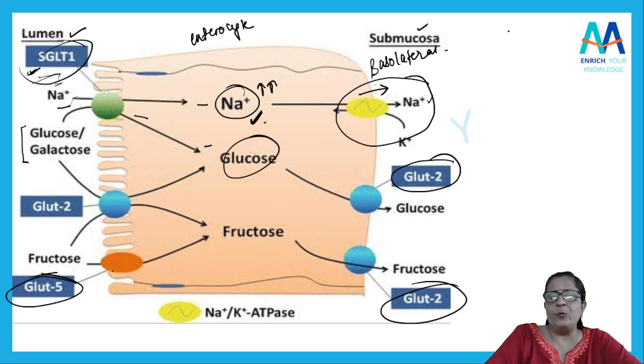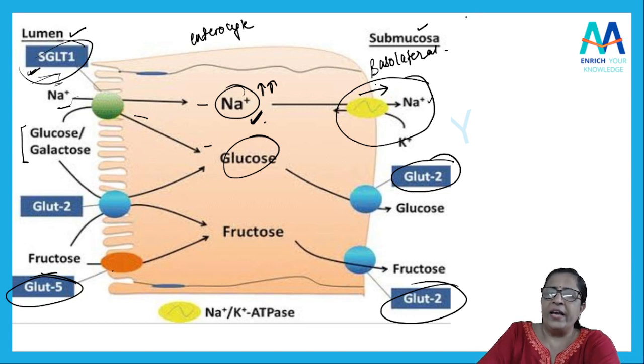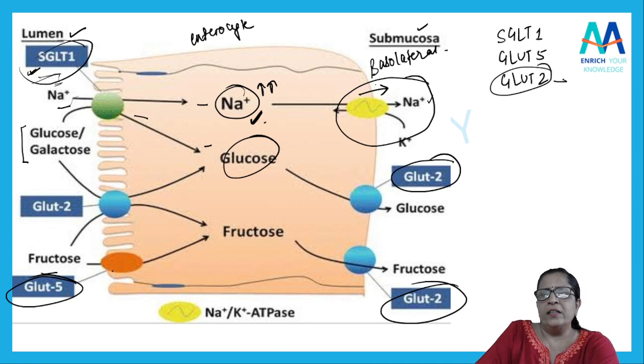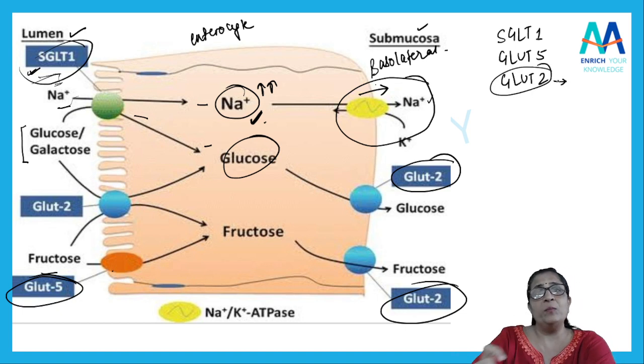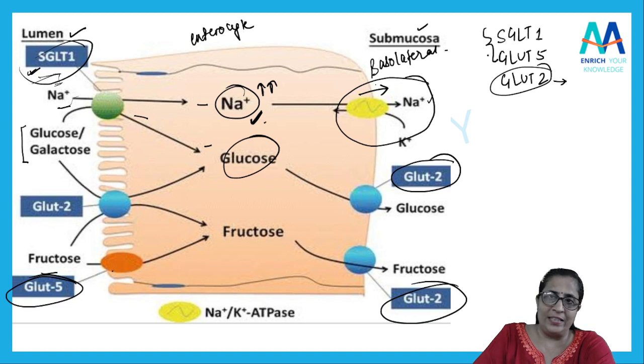So how many transporters you have to remember? आपको 3 transporter याद रखने हैं monosaccharides या फिर carbohydrates के absorption में. One is your SGLT1, another is your GLUT5 and the third one is your GLUT2. GLUT2 से सारे diffuse out होंगे from the cell, and these two transporters will absorb the glucose, galactose and fructose inside the cell. Yes, it will help to absorb and it will help to diffuse out.